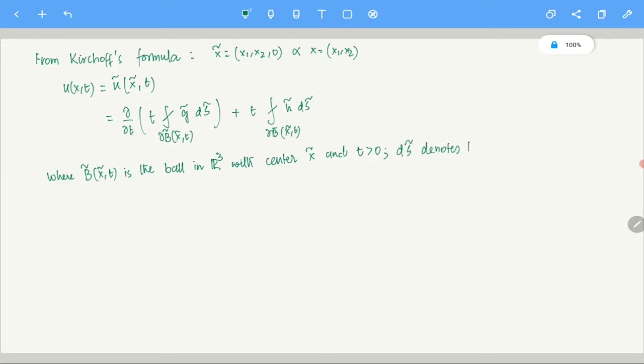Okay, this denotes the two-dimensional surface measure, surface area you can say, the unit surface area on del b tilde x tilde t. Clear? Okay, see now, why am I not writing del b?